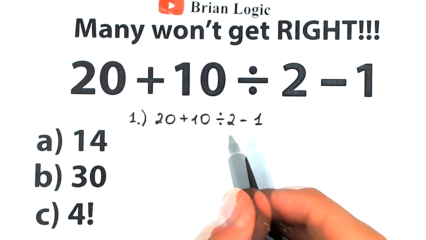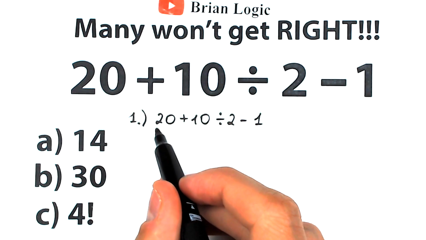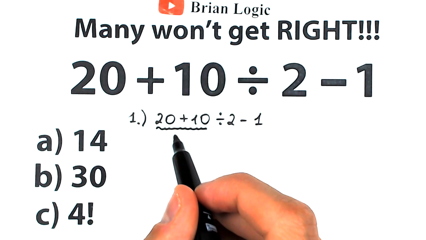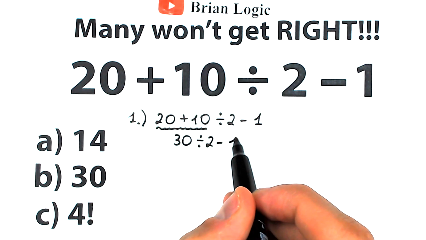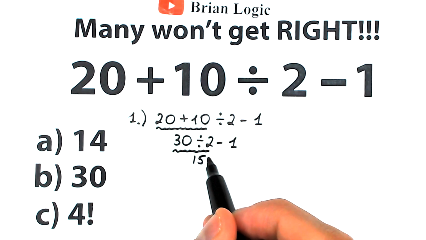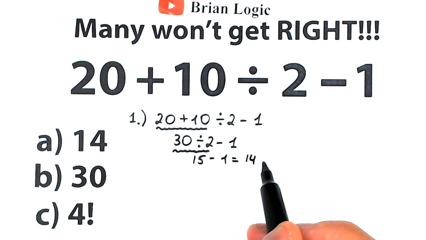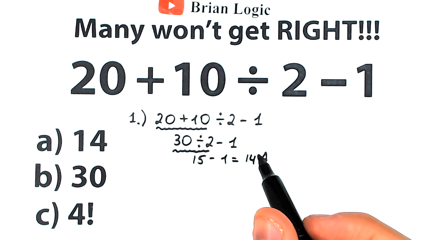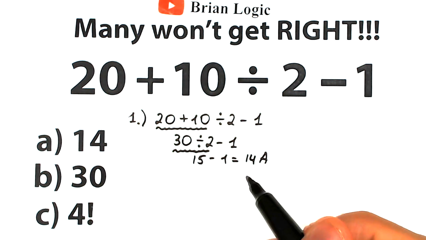So here's our challenge. And a lot of students say, okay, from left to right here we have 20 plus 10, which is equal to 30. Then 30 divided by 2 is equal to 15, and 15 minus 1 is equal to 14. A lot of students solve this question like that. They say that the correct answer to this challenge is 14.